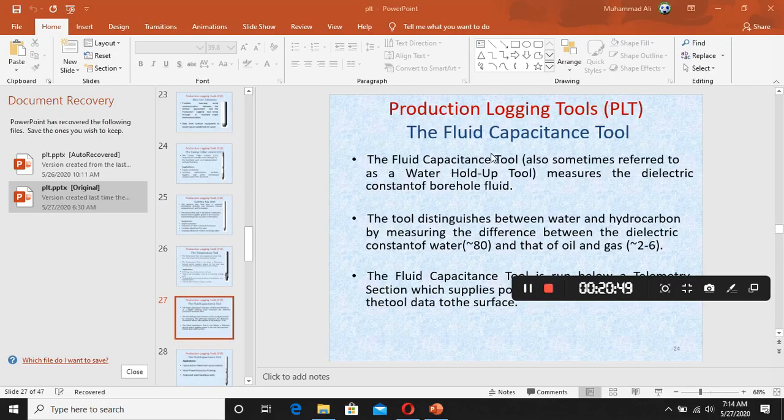Then we have the fluid capacitance tools, and this tool helps us to distinguish between water and hydrocarbon by measuring the dielectric constant of water. So this tool tells us exactly where the hydrocarbon is and where the water is, based on the difference in their dielectric constant. So let's look at how it works.